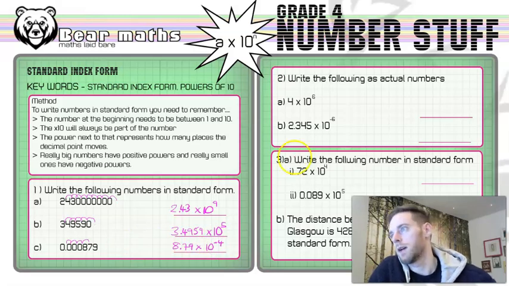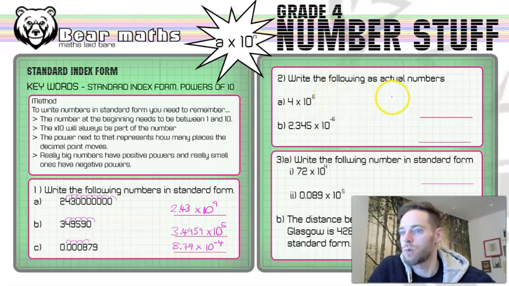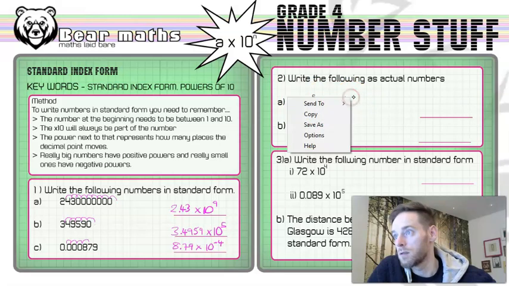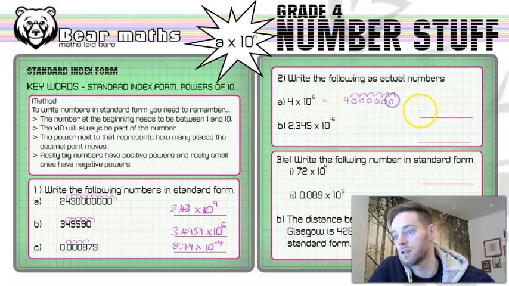Please don't. Now in question 2, you've got to write the following as actual numbers. Real numbers. These are real numbers as well, they're just written in standard form. 4 times 10 to the power of 6 is going to equal: write down the number 4. Then we're going to move the decimal place from the end of number 4 six places: 1, 2, 3, 4, 5, 6. So there's going to be 6 zeros. That's the number 4 million.